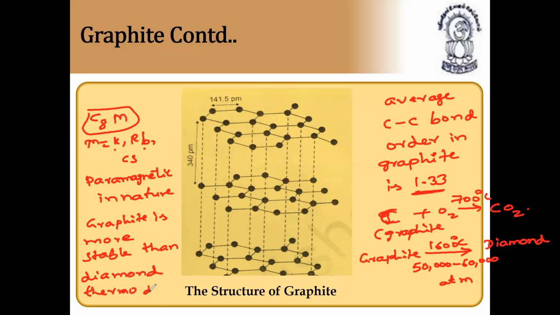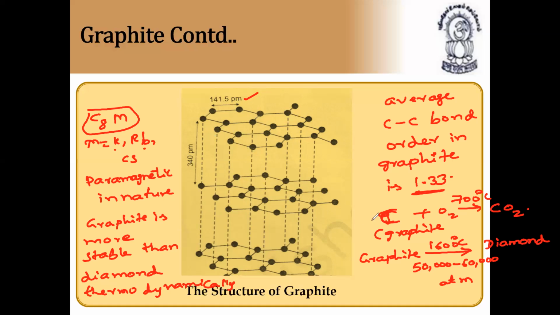So these are all the important points based on graphite. So what is graphite? You understood clearly. It has a layer-like structure and the layer distance is 340 picometers, and C-C bond length in graphite is 141.5 picometers, and carbon undergoes sp2 hybridization in graphite. Average C-C bond order in graphite is 1.33, slightly higher than diamond.